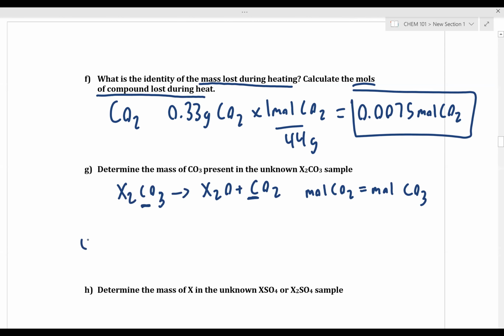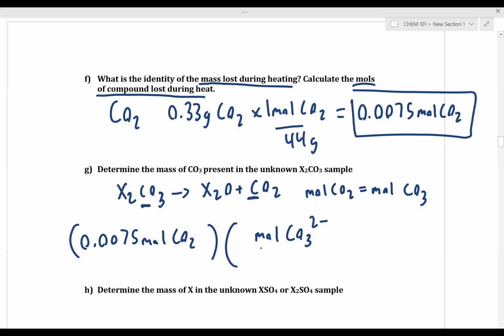So then, given that we have 0.0075 moles of carbon dioxide, my question to all of you is how many moles of carbonate do we have per mole of CO2? What's our mole to mole ratio? You can use the equation if you want, or you can use the conservation approach. What's our mole to mole ratio? 1 to 1, exactly right. All the carbon from carbonate ended up in carbon dioxide.